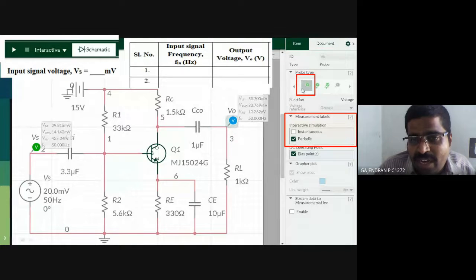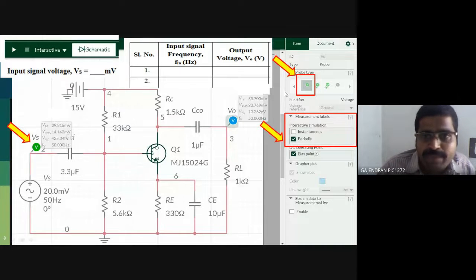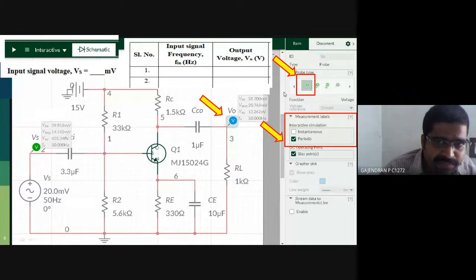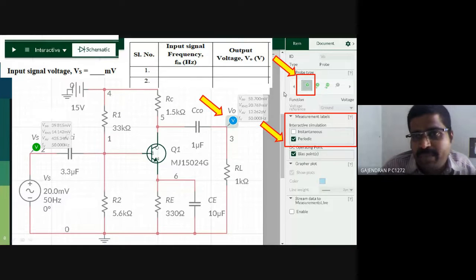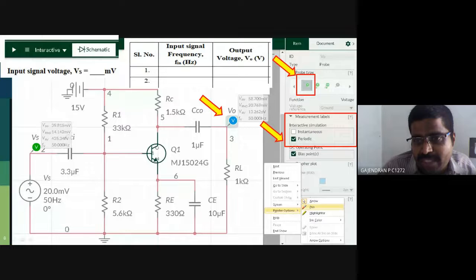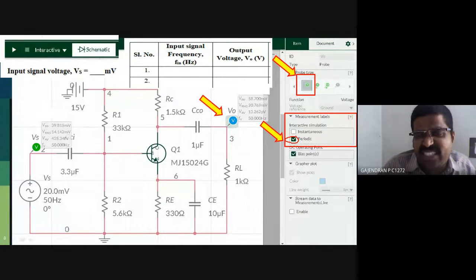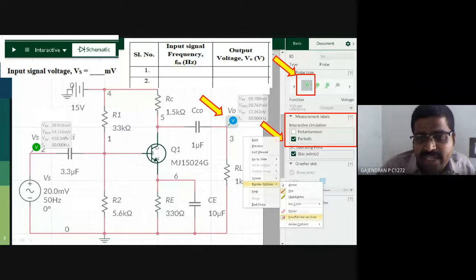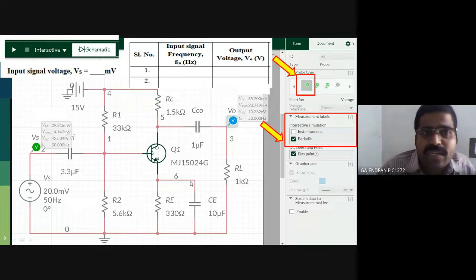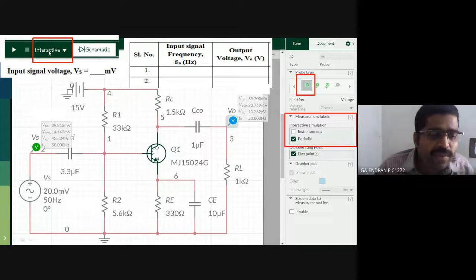There are two voltage probes. What is that? Signal probe and output probe. Am I clear, dear students? Yes, sir. In both the probes, what is the mode you need to set to measure the quantity? Instantaneous or periodic? Periodic. Okay. So periodic you need to measure. Periodic alone you click. Okay, that's all. Then how will you start the simulation? What is the mode you need to keep? Note down. Keep it in the interactive mode.